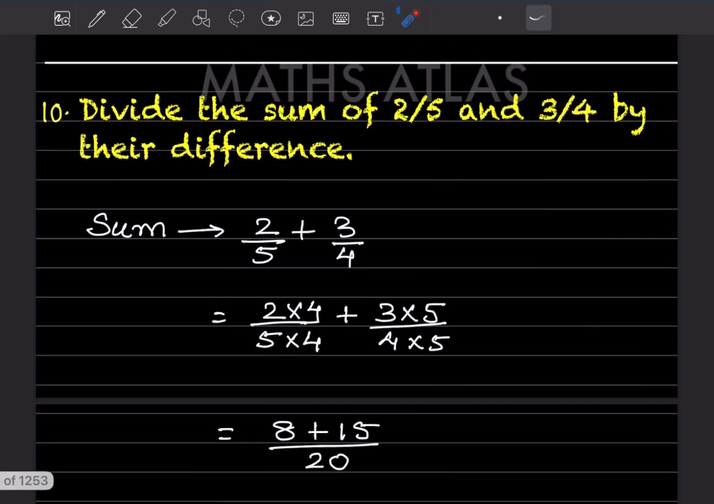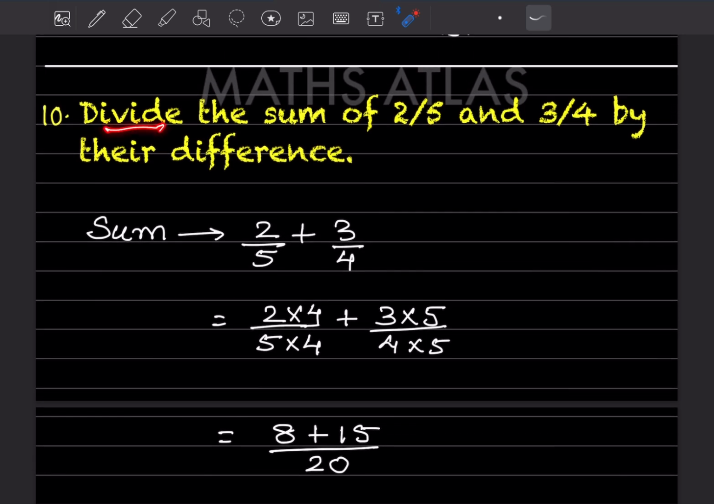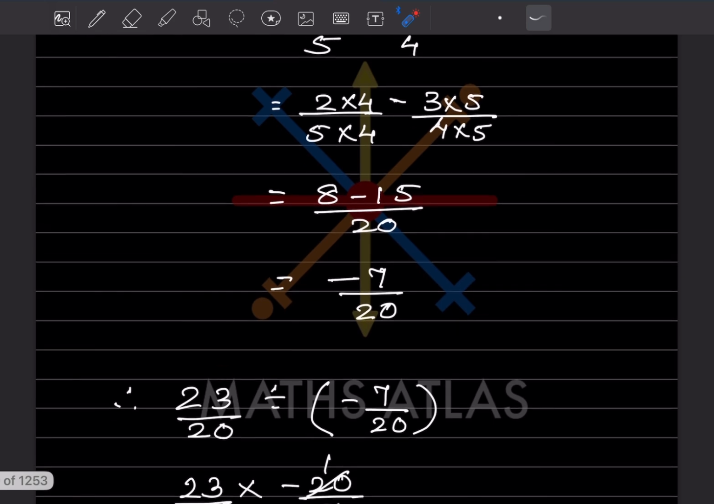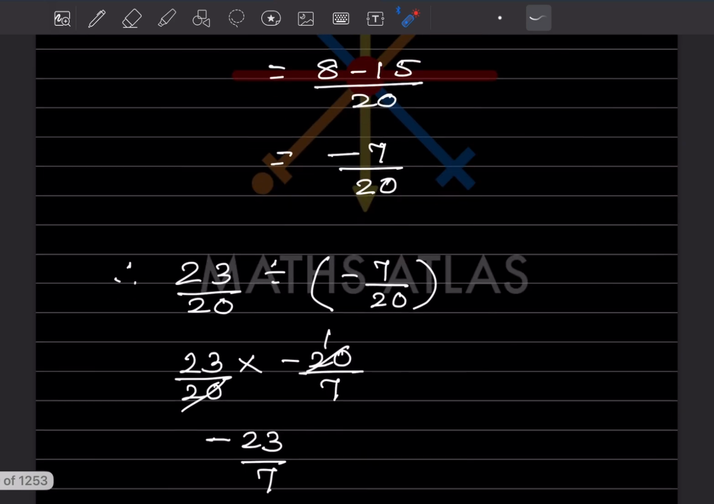So now we'll go to the main question, what they said, divide. We already got the sum and we already got the difference. So divide the sum by the difference. This was the sum, and you are going to divide with the difference, which is minus 7 by 20. So this will be as it is, this will be multiplication, so this will get flipped over. That will be minus 20 by 7. So this will be by 1.